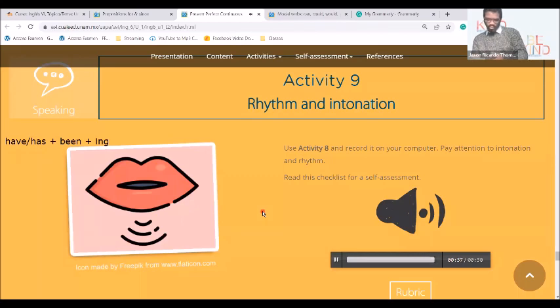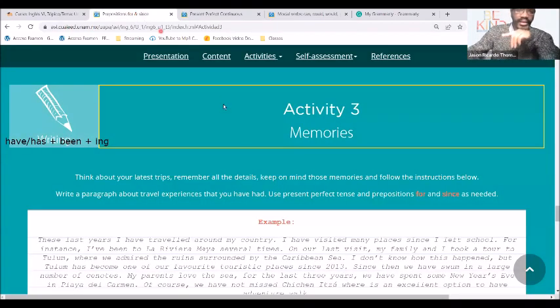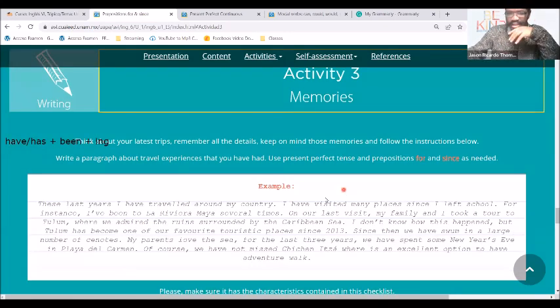How frustrating. All right. That's the writing and speaking for activity 2. Activity 3 also has writing and reading, even easier than the previous ones. In writing, you're focusing on your memories. Think about your latest trip, try to remember all the details, and then write down a paragraph about your travel experiences with since and for. That's it. Jenny, read for us.